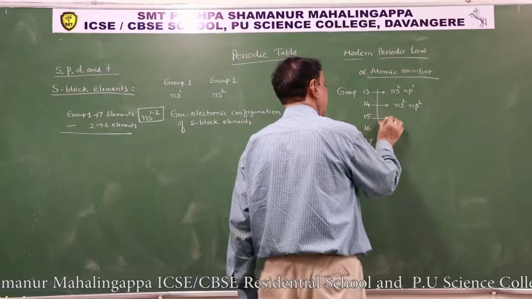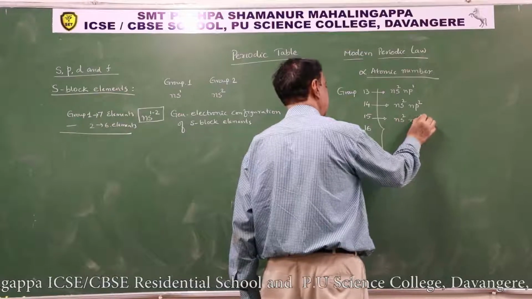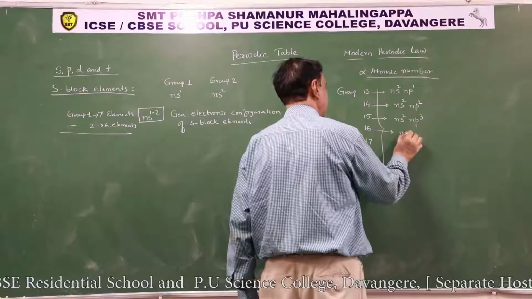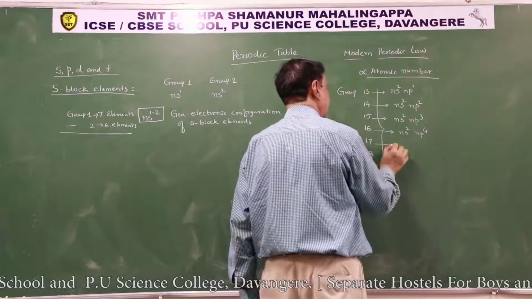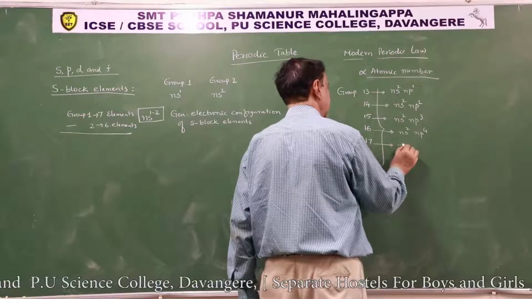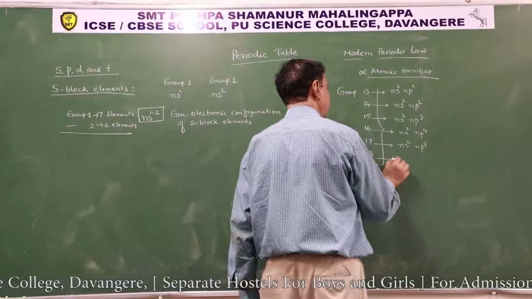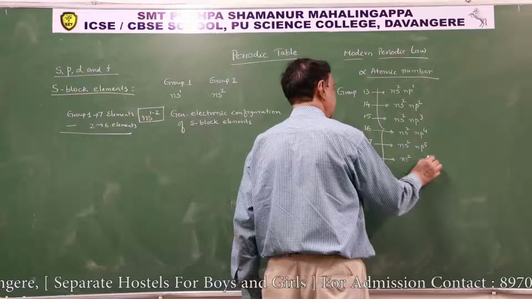Group number 15 elements have ns2 np3 electronic configuration. Group number 16 elements, ns2 np4 configuration. Group number 17 elements, ns2 np5 configuration, and group number 18 elements, ns2 np6 configuration.